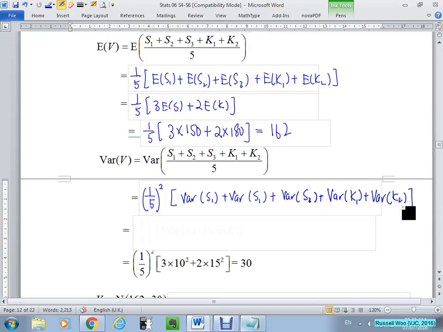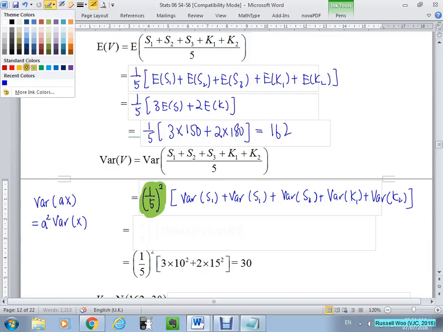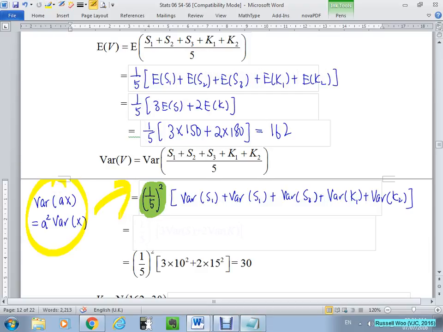Make sense? Be very careful. This is 1/5 squared. We are actually making use of this idea: variance of AX equals A squared variance X. Simple as that. Nothing fantastic. We're just making use of this here. Just treat this whole thing, S1, S2, S3, K1, K2, as X. Correct? And that's why you get the A squared. Follow? Make sense? Yes?